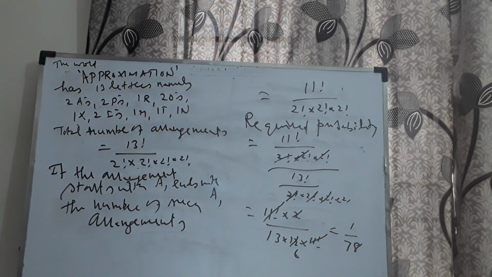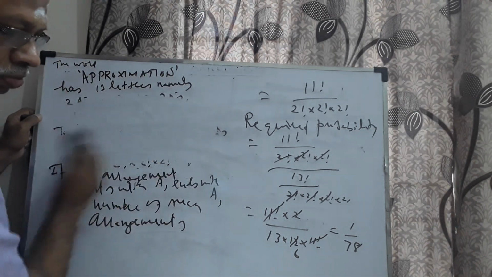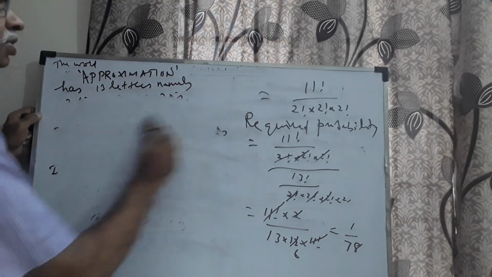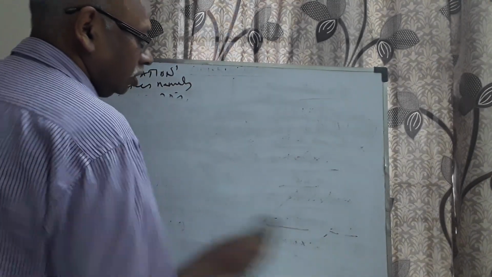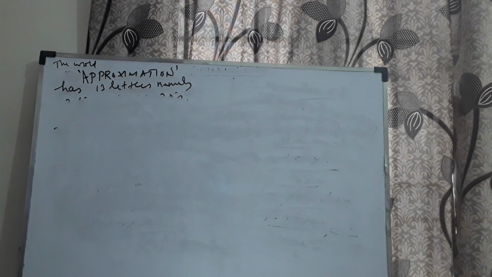I'll just add one more problem. If the letters P and N occupy the end places, one at one end, starting with P and ending with N, or starting with N and ending with P. That is the meaning. Find the probability of such an arrangement.